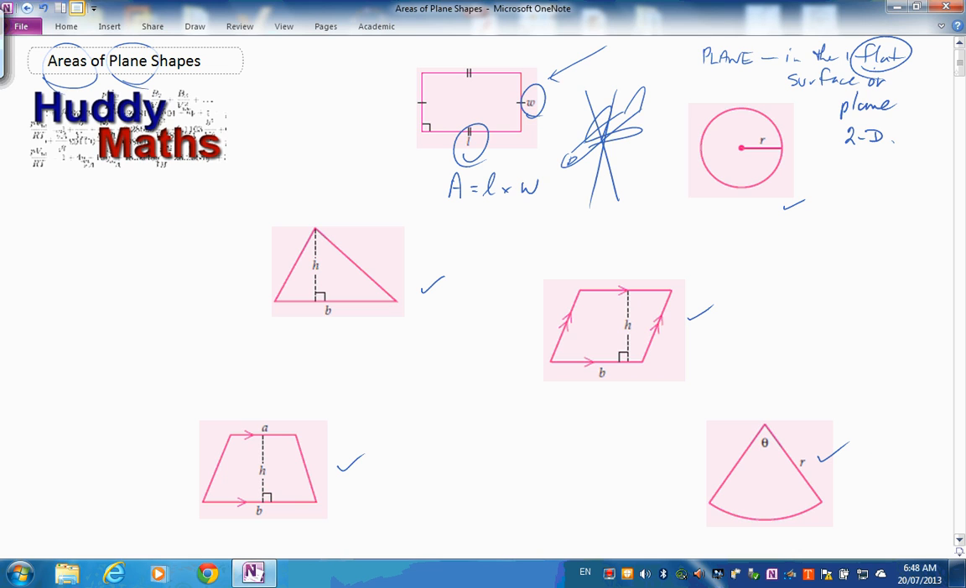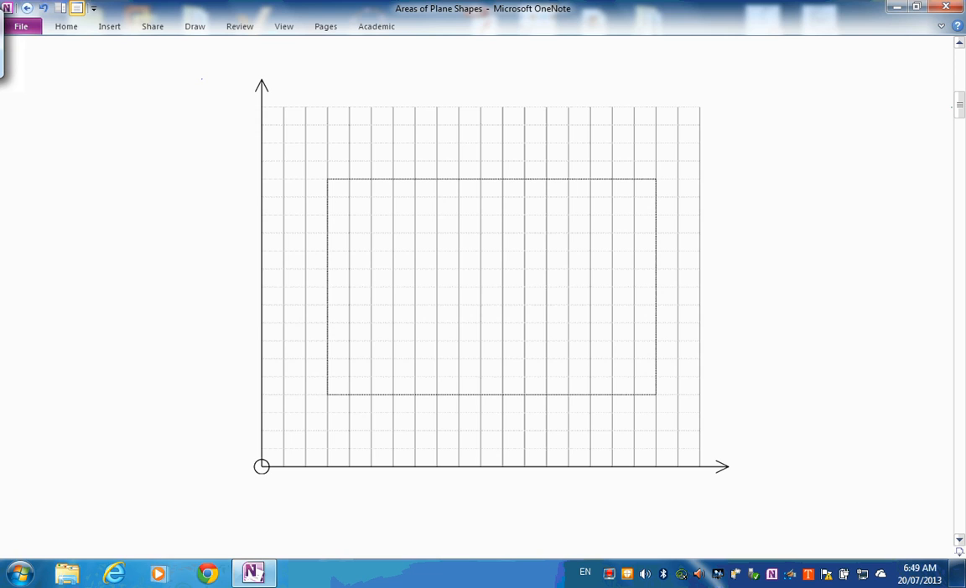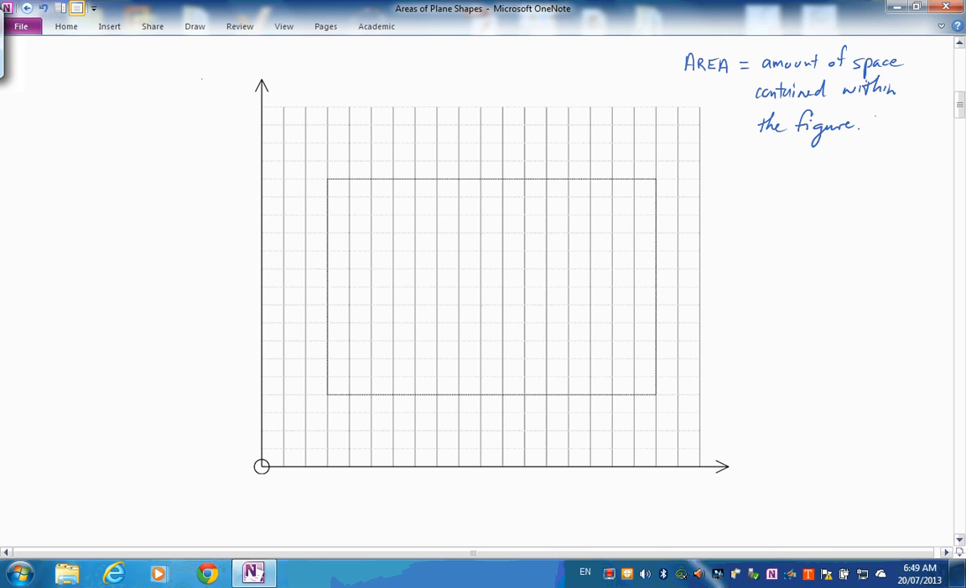So what I'd like you to do is to come down. I've got a little grid here for you, and we want to examine what area might mean. What do you think area means? Maybe a definition like the amount of space contained within the figure? Would that do? Have you got another definition? There are quite a few of them, but that's a fairly basic common sense one.